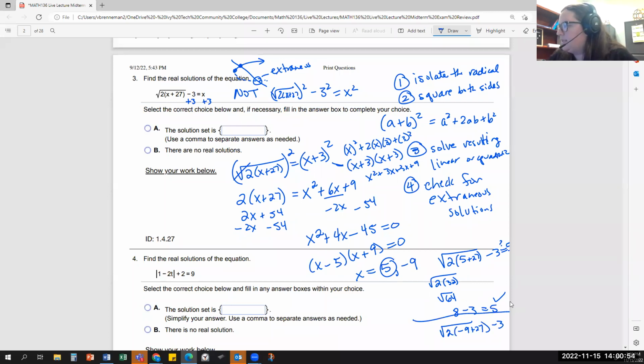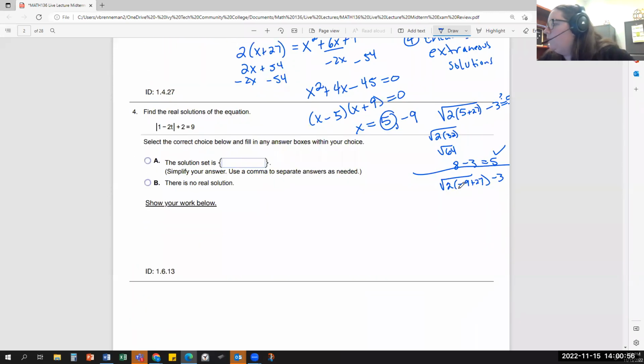If I do -9, square root of 2 times -9 plus 27, minus 3. So I'm testing, does that equal -9? Well, let's see. -9 plus 27 is 18. 2 times 18 is 36. Notice it still comes out a perfect square. So that tells me I didn't mess up the algebra. If it came out square root of 17 or something that wasn't a perfect square, then I probably actually made errors. But here, 6 minus 3 is 3.